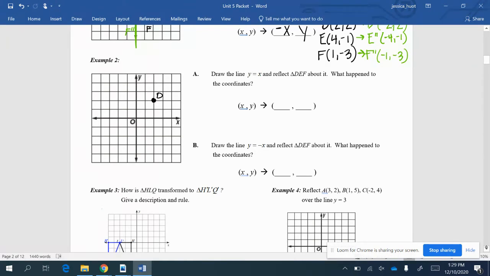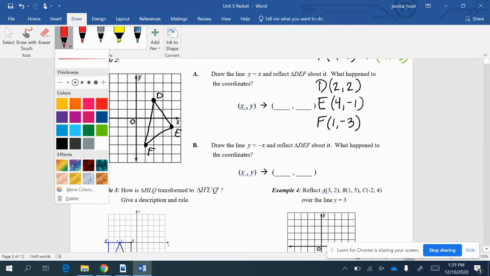For negative 1. Right there, there's DEF. We are going to be reflecting across the line y equals x. So again, D is at 2, 2. E is at 4, negative 1. F is at 1, negative 3.